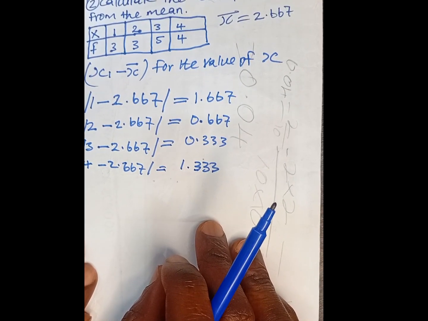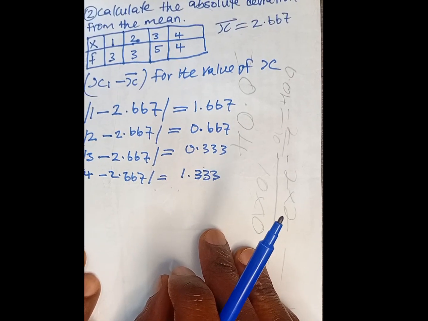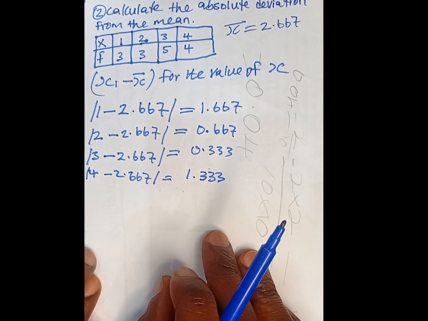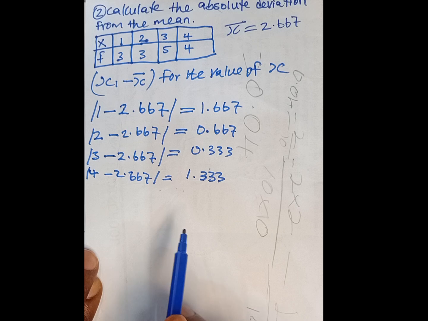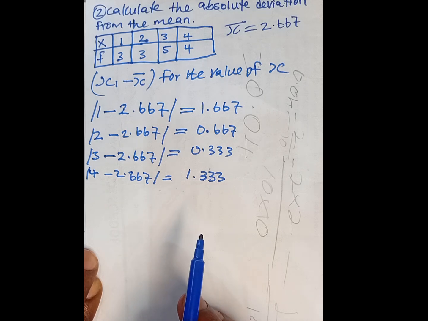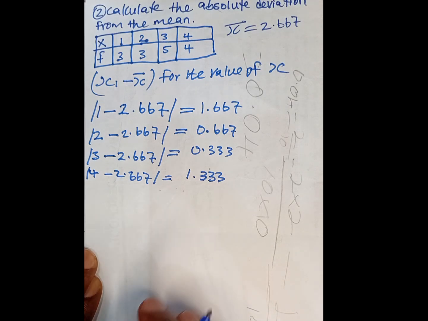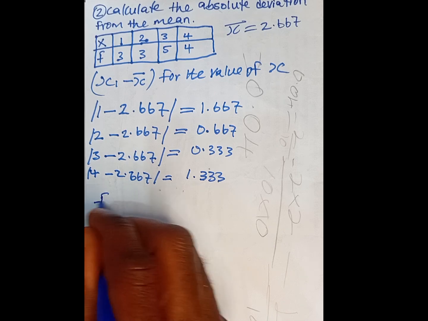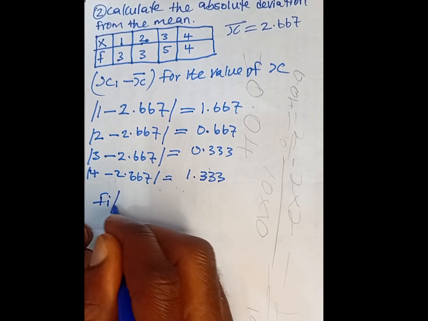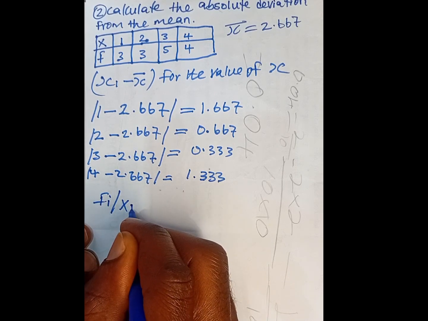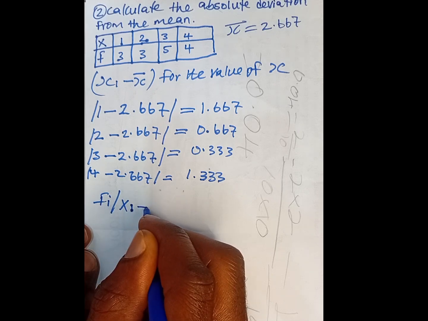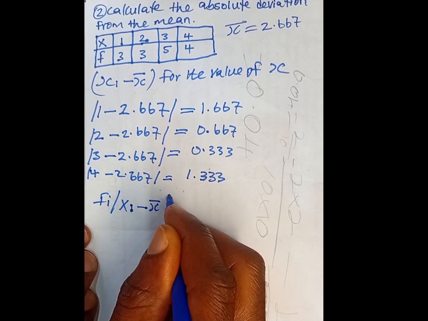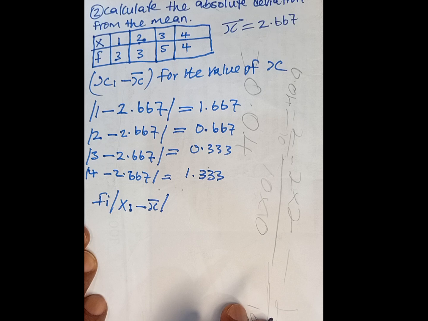Now, since we have gotten all the values for x and we are asked to calculate the absolute deviation, here is the value for the absolute deviation. Now, we are asked again to calculate the sum of the frequency times the absolute deviation, f1 times x1 minus x bar.